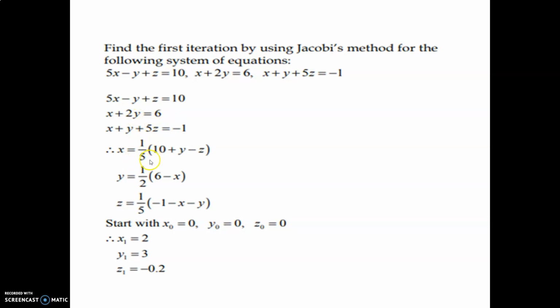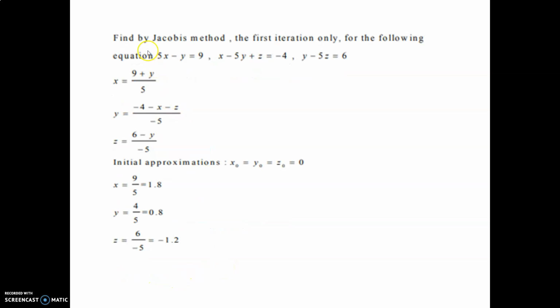So x is equal to 1 upon 5 (10 plus y minus z), y is equal to 1 upon 2 (6 minus x), z is equal to 1 upon 5 (minus 1 minus x minus y). Initial root x0, y0, z0 is 0. So putting this value, we derive x1 is equal to 2, y1 is equal to 3 and z1 is equal to minus 0.2.